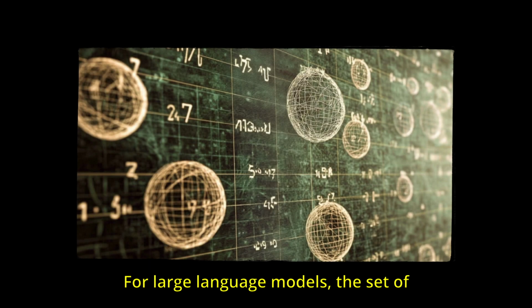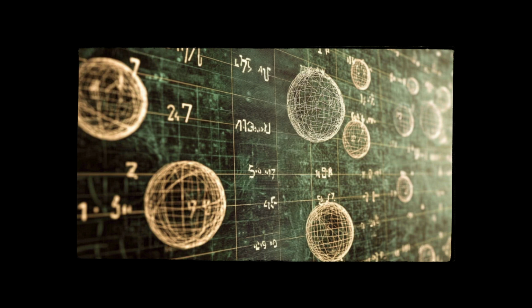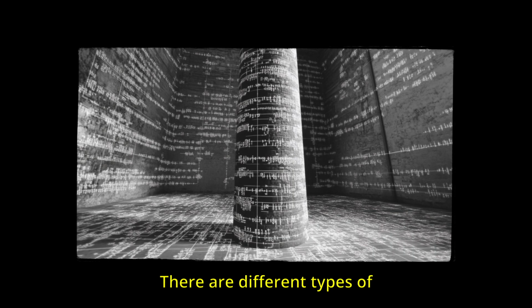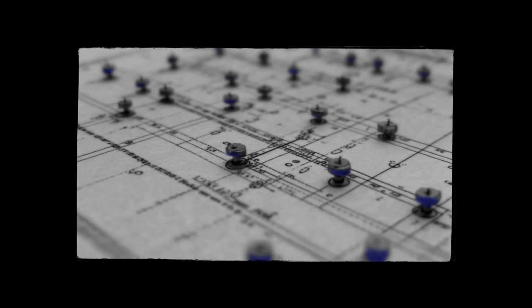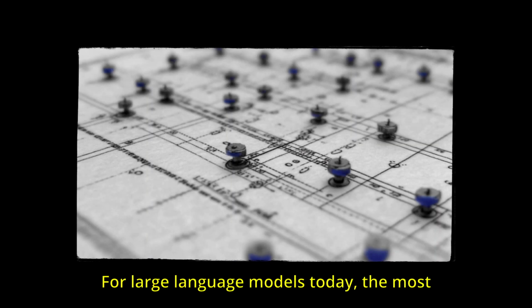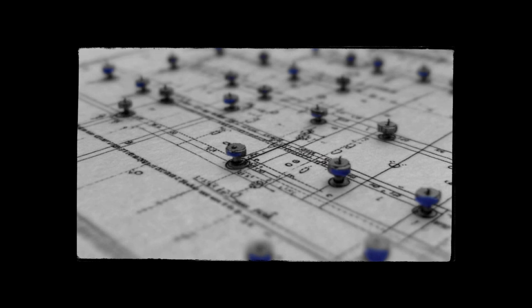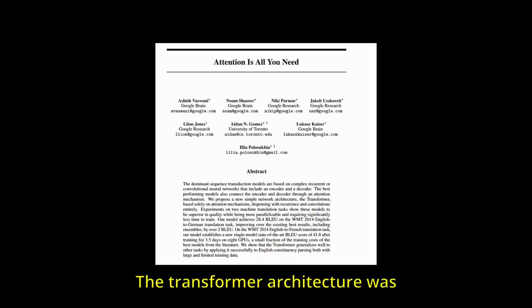For large language models, the set of algorithms are broadly referred to as neural networks. There are different types of architectures for neural networks. The architecture of a neural network defines how all the algorithms fit together through code. For large language models today, the most common architecture is the transformer. The transformer architecture was developed by researchers at Google and explained in a landmark paper titled "Attention is All You Need," which was published in 2017.